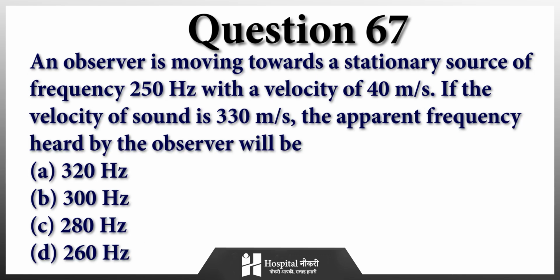Next question is, an observer is moving towards a stationary source of frequency 250 Hz with a velocity of 40 meter per second. If the velocity of sound is 330 meter per second, the apparent frequency heard by the observer will be 320 Hz, 300 Hz, 280 Hz or 260 Hz. The correct answer is 280 Hz.